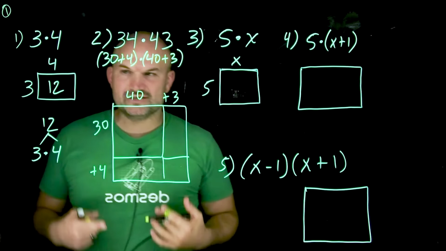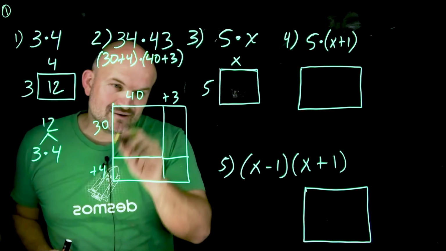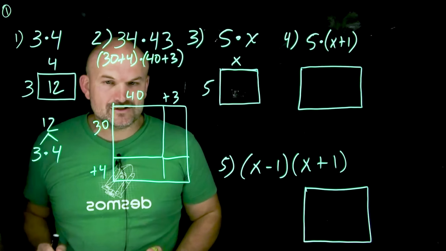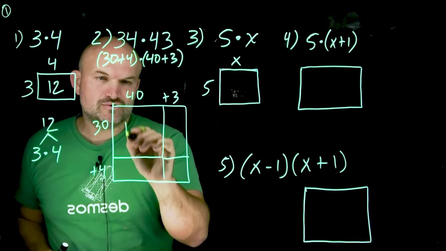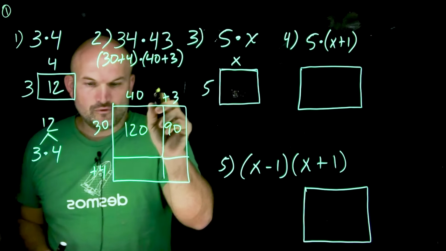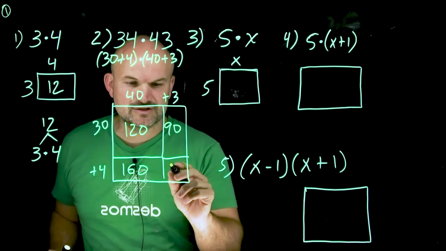Now what I can do is rather than trying to find the area of one big number and using that algorithm, I can break this down. I can find the individual areas of each of these rectangles and then add them all together to get my product. 30 times 40 is going to be 120. 30 times 3 is going to be 90. 40 times 4 is going to be 160. And 4 times 3 is going to be 12.